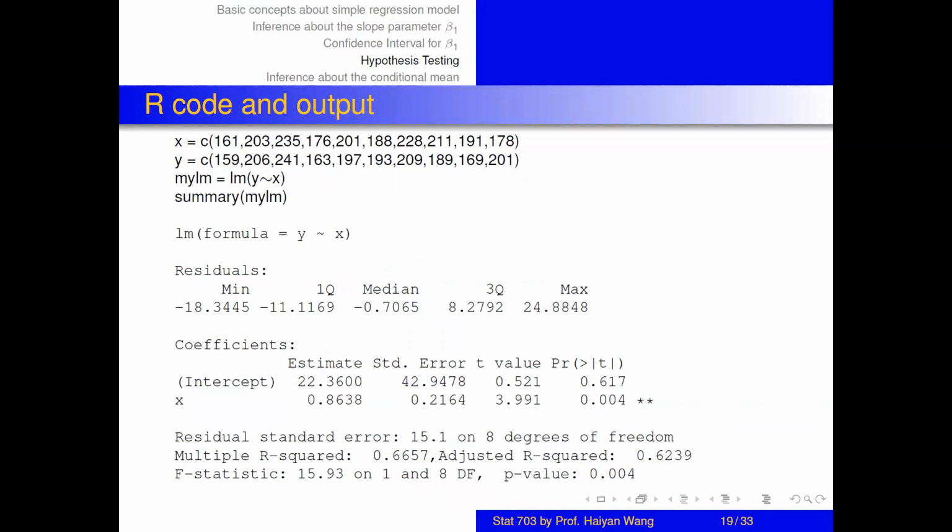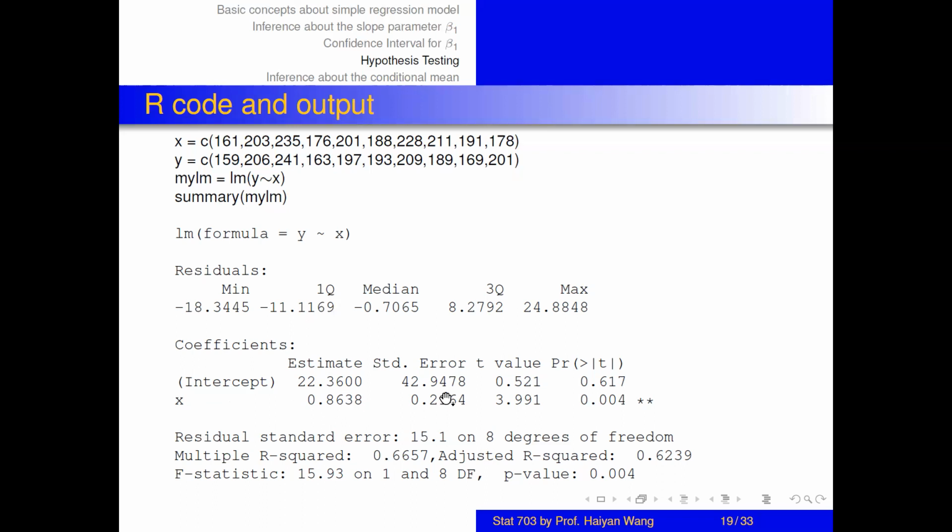Residues were defined as the observed yi minus the straight line, this linear fit, beta 0 hat plus beta 1 hat x. The difference of y with that predicted value is the residue. And the next part is the coefficient table. In that table, you see the intercept, and there's also x there. Intercept, in the column that says estimate, is just the beta 0 hat. And the x row, in the estimate column, gives the beta 1 hat.